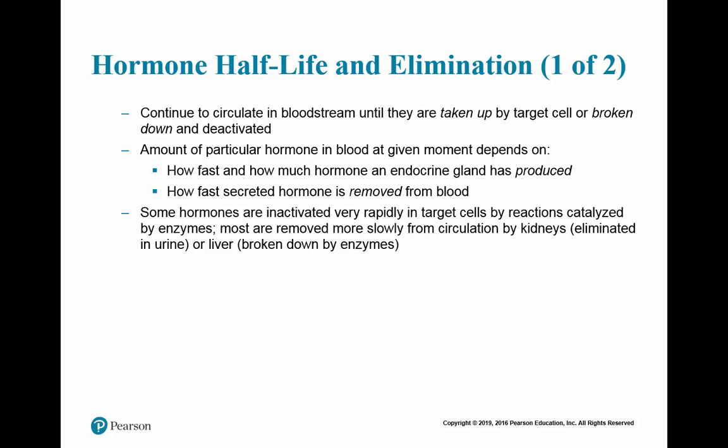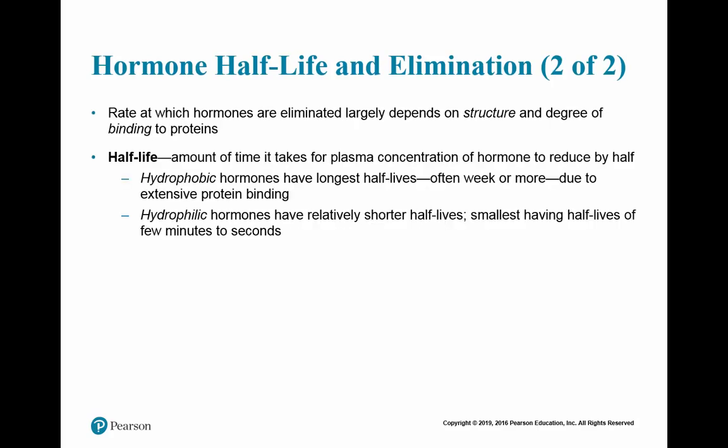Some hormones are inactivated very rapidly, and others are removed slowly because they have to go through the kidneys and be eliminated in urine and go to the liver and be broken down by enzymes. The rate at which they are eliminated depends on their structure and if they bind to the proteins or not, and how closely they bind. Half-life is the amount of time it takes for the plasma concentration of a hormone to reduce by half.